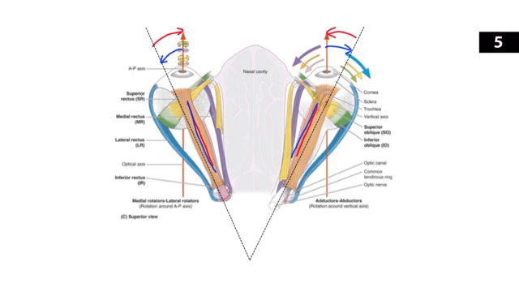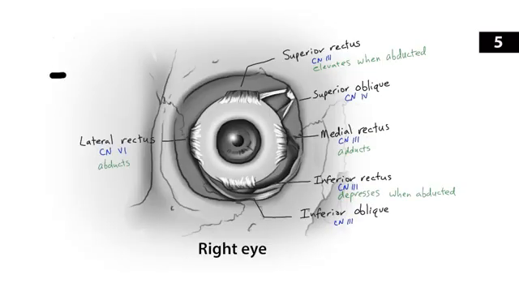So we test those muscles not by having the patient look straight up, but by having the patient look out, then up, or out, then down. So you have the patient follow your finger laterally to test the lateral rectus, then up to test the superior rectus, and then down to test the inferior rectus.